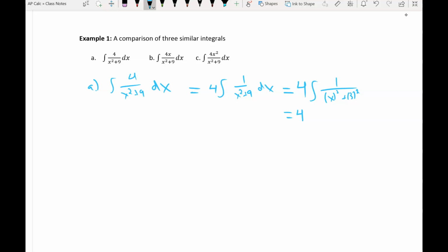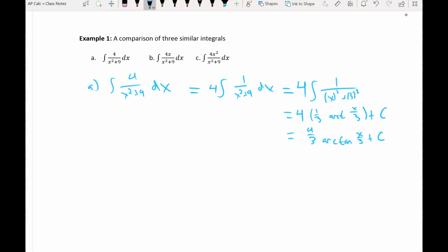So then this just becomes 4 times, once I recognize that, 1 over a, so 4 times 1 over 3 times arctangent of u over a, x over 3, plus c. And we'll multiply these two constants up front: 4 times 1/3 is 4/3. This should be arctangent up there: arctangent of x over 3 plus c. So that one just comes down to recognizing what type of problem it is. Make sure you know those trig integrals.